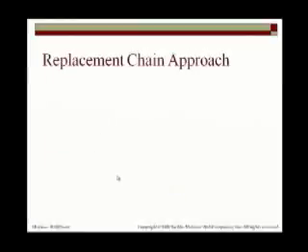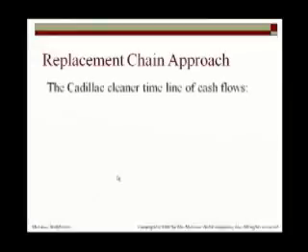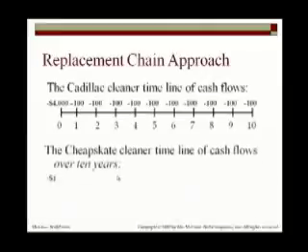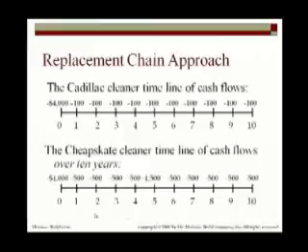So let's first make a replacement chain. The Cadillac cleaner will last us for 10 years, and the cheapskate cleaner will last us for 5 years. So you see what happens. At the end of 5 years right here, we're going to invest in a second cheapskate cleaner, and it'll go for another 5 years. So 2 5-year cheapskates match up with one Cadillac. And now what we can do is calculate the net present value of the Cadillac cleaner and the net present value of the chained cheapskate cleaners, and whichever one has the lower net present value is the one we will take.